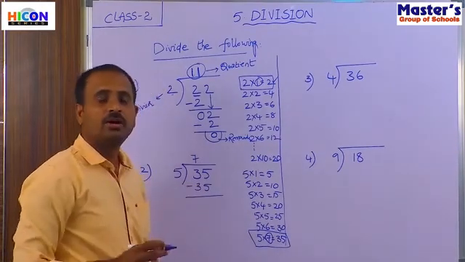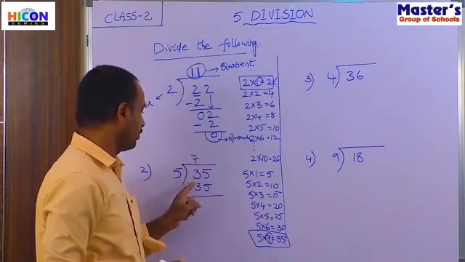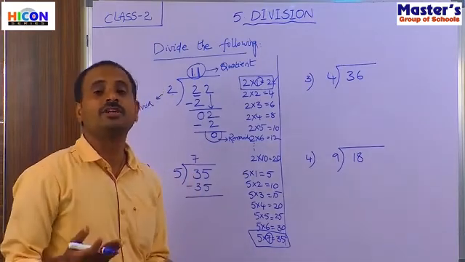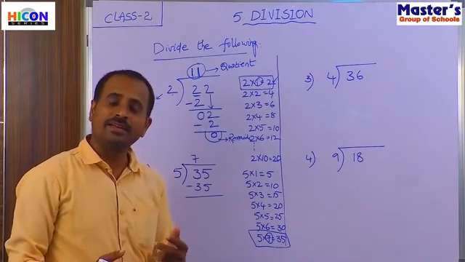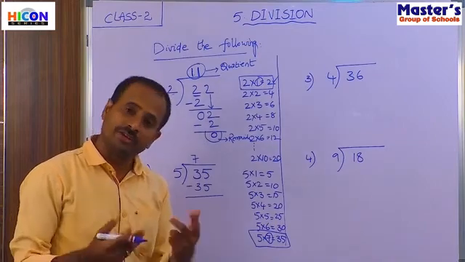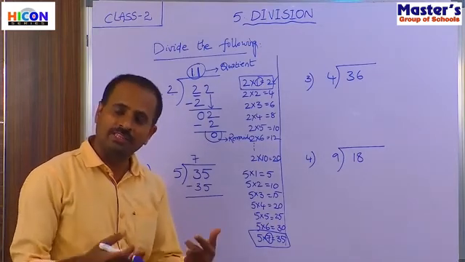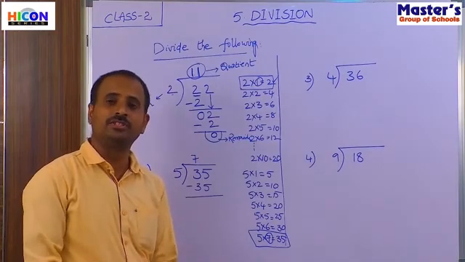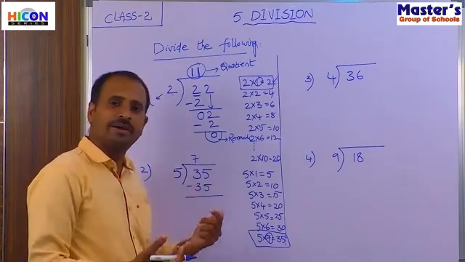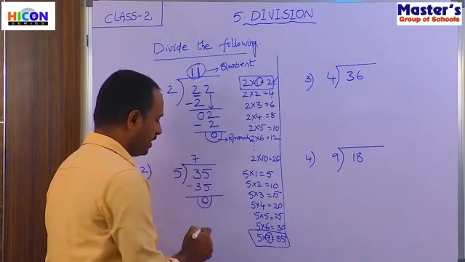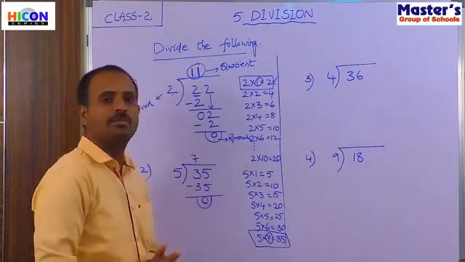So children, how can you subtract here? 35 minus 35. We have already learnt in the division facts: if you subtract any number from the same number itself, that is 2 minus 2, 0. 5 minus 5, 0. 10 minus 10, 0. And 50 minus 50, 0. In the same way, 35 minus 35. So the answer is 0. So the division is completed.